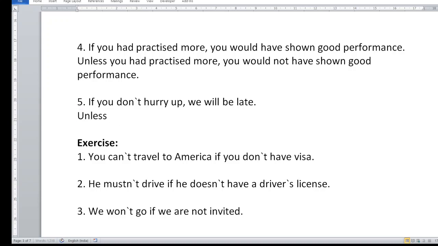Unless you hurry up, now if this sentence is similar to this sentence, unless means "if and not". So in this sentence you need not take "not", because if this is negative, this will remain the same as it is. We will be late. If you don't hurry up, we will be late. Unless you hurry up, we will be late.